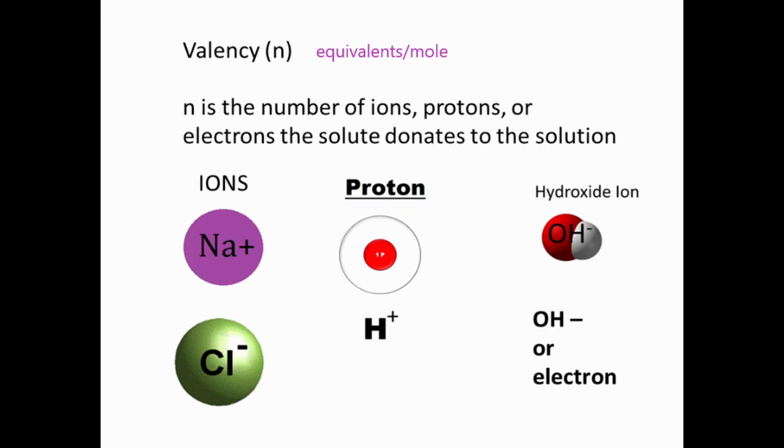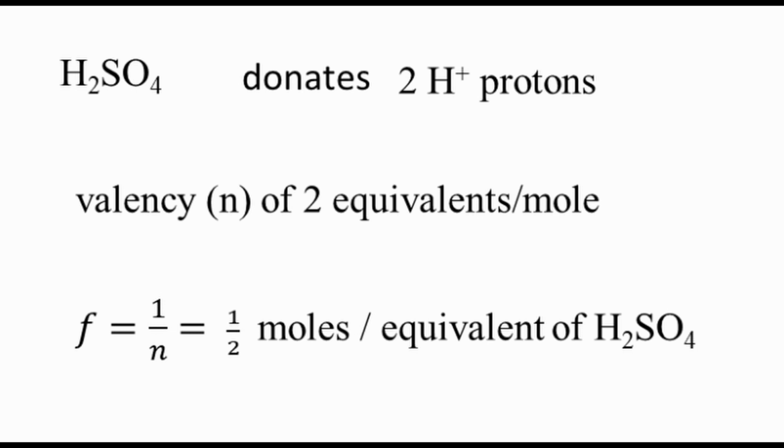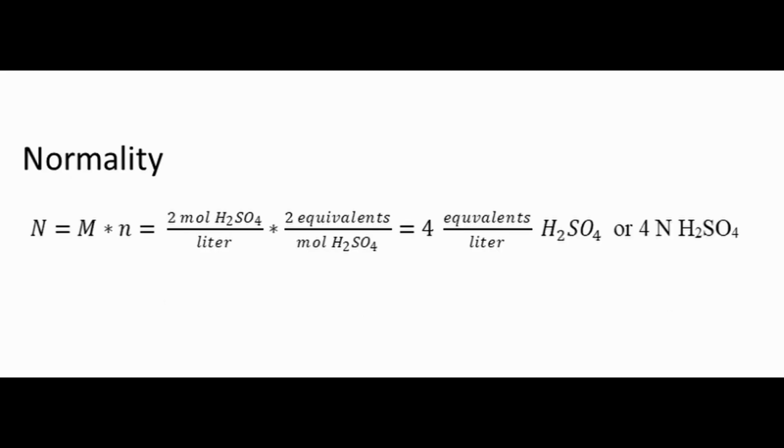The valency N of a solute is just the number of ions, protons, or electrons that the solute will donate to the solution. H2SO4 will donate 2 H+ protons per molecule, or give a valency of 2 equivalents per mole. The equivalence factor, 1 over the valency, is 1/2 moles per equivalent. We can plug the known molarity and valency values for the sulfuric acid solution straight into the normality equation.